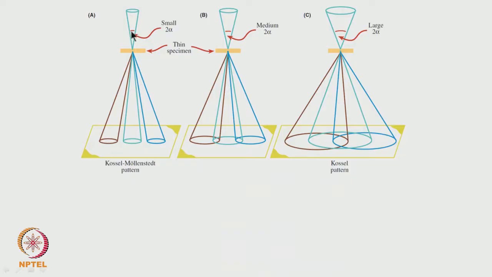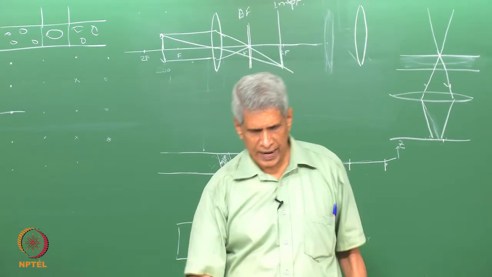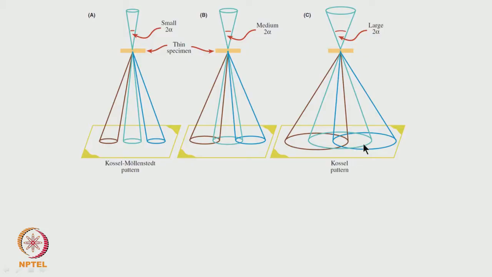Suppose we make the beam size small, we converge the beam. This is a case where the beam is converged in such a way that the angle is very small, so that the spots do not overlap. And I can change the convergence to a large value, so that if I make the beam more and more convergent, the width of the disc will increase. So the diffracted spot and the transmitted spot can touch each other, or if the angle is made very large, then they can overlap also. When they do overlap, that sort of pattern is called a Kossel pattern.